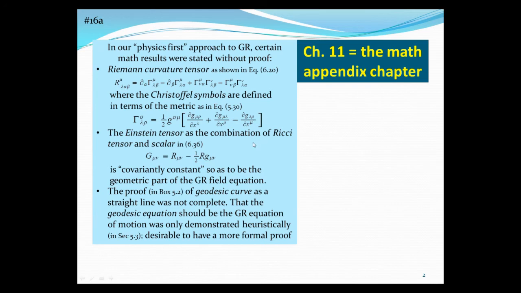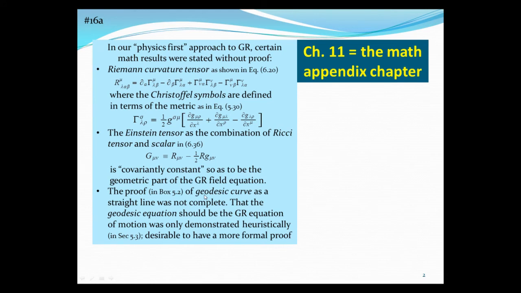Okay. Then we talked about the Einstein tensor, with this combination of the Ricci tensor and scalar, which has just a geometric property to be part of the Einstein equation, and we're going to come back to show how to derive this property.